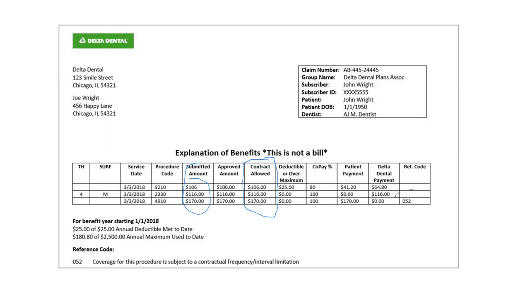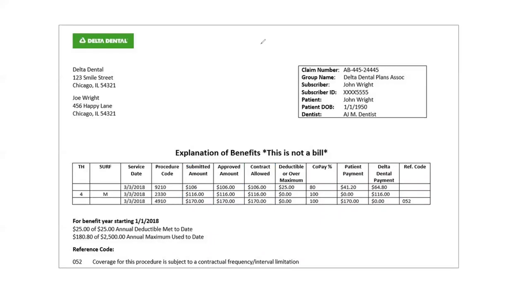If there are any special codes, they put those, and that code links down to a note that says coverage for this procedure is subject to a contractual frequency or interval limitation. So for that perio maintenance, you obviously went over the frequency limitation, which we typically will if we're doing three or four of those in a year. That's just normal, and that's going to happen.